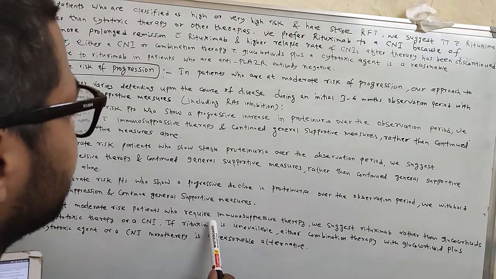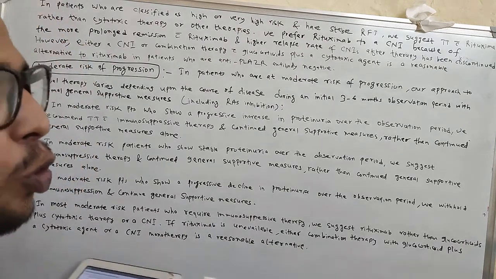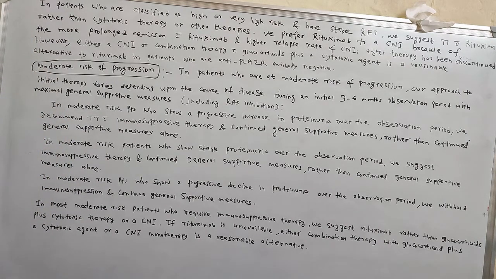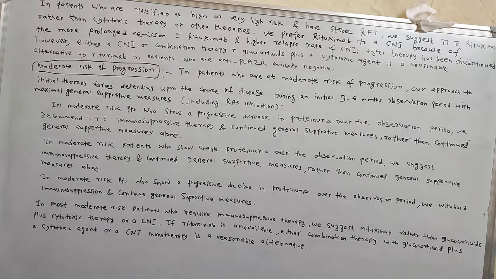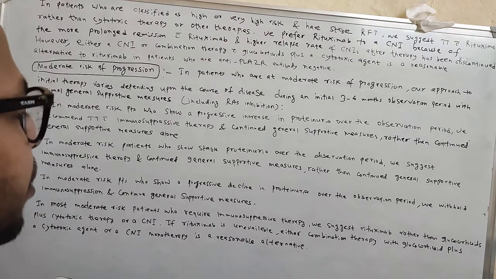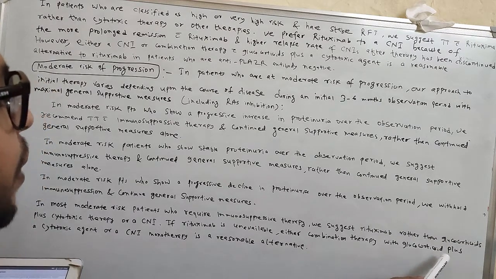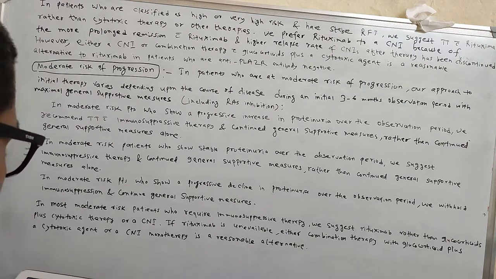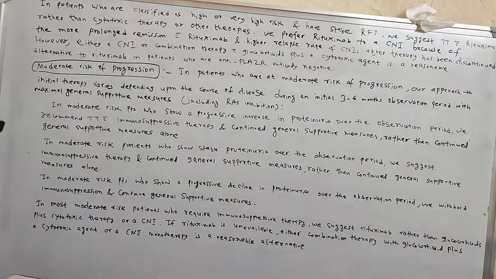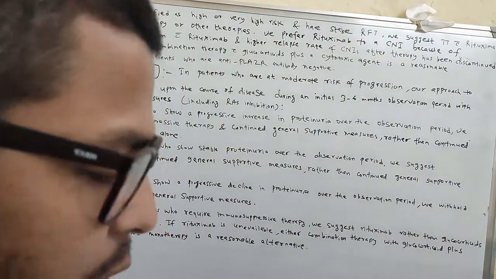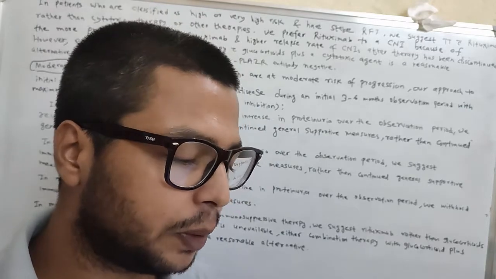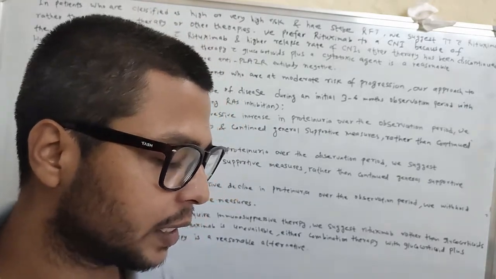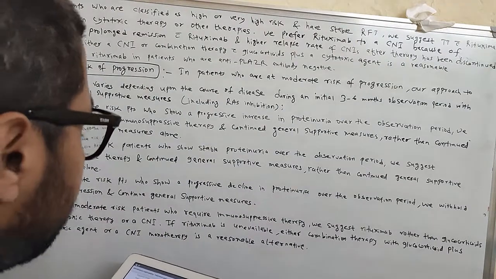In most moderate risk patients who require immunosuppressive therapy, we suggest rituximab rather than glucocorticoids plus cytotoxic therapy or calcineurin inhibitor. If rituximab is unavailable, either combination therapy with glucocorticoids plus a cytotoxic agent or calcineurin inhibitor monotherapy is a reasonable alternative. If cytotoxic therapy is chosen, we prefer cyclophosphamide over chlorambucil since chlorambucil has more side effects. If a calcineurin inhibitor is selected, either cyclosporine or tacrolimus is a reasonable choice.